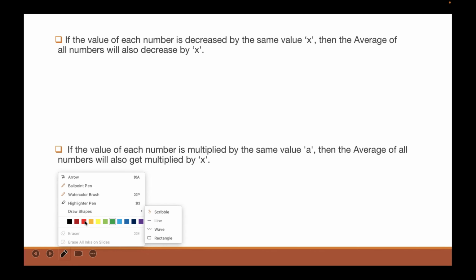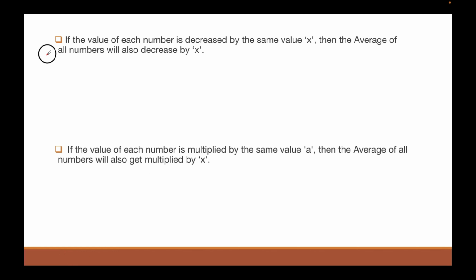Next rule. So what is the next rule? The next rule is, if each of the numbers is decreased by some value x, then the average would also be getting decreased by x, right? So I am again considering the previous example of the 5 numbers, that is x, y, z, a and b, and the average was 25. Now each of the numbers will be getting decreased by 5.